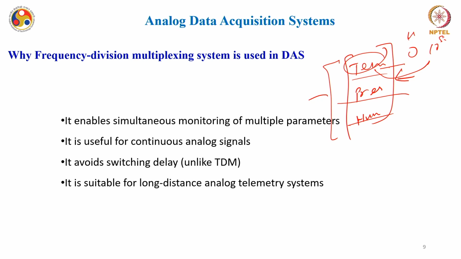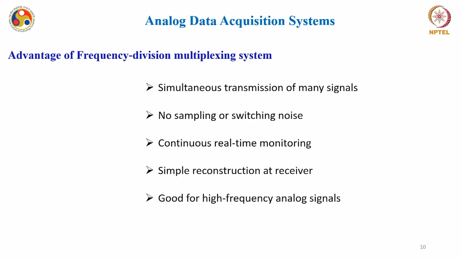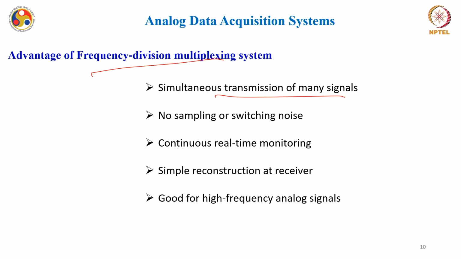And they are very much suitable for long distance analog telemetry systems because of this frequency modulation in place of time modulation, or time division multiplexing. So these characteristics of FDM are their strength and their advantages. We have seen that simultaneous data transmission is possible, and in fact their detection is also possible. It does not carry any switching or sampling noise. Continuous real time monitoring is possible because of this reason.